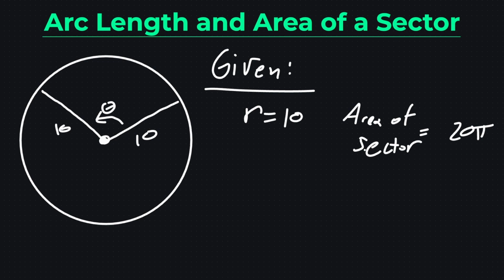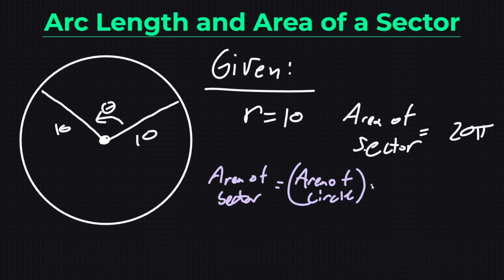So let's think back to how we create the area of a sector. The area of the sector is found by taking the area of the full circle and multiplying by the proportion of the circle we care about. So let's plug in what we know. We know the area of the sector is 20 pi. So I know 20 pi is equal to, I don't know the area of the full circle, but I could calculate it. And so I'll do that off to the side right now.